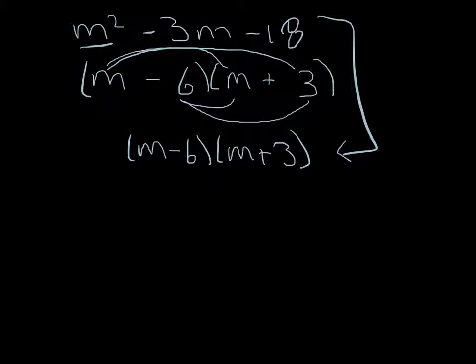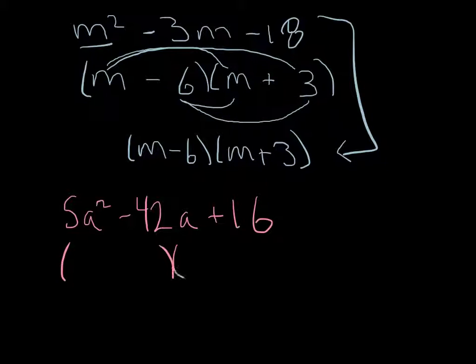Another example of this would be if we have none of the terms have a greatest common factor. So we're just going to try to factor the whole expression. So we need that in order to get the 5a squared. Multiply that. And then to get the negative 16, we need 2 terms to multiply to get that.